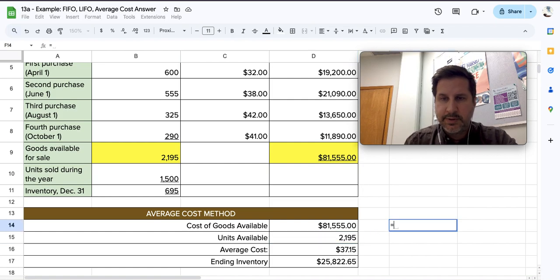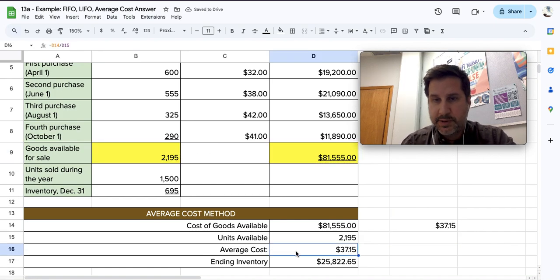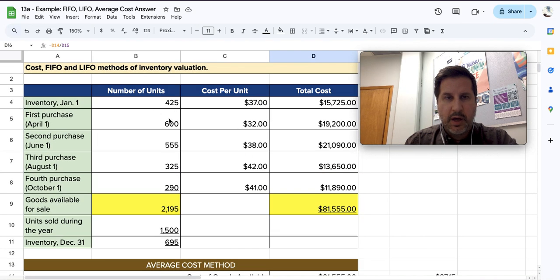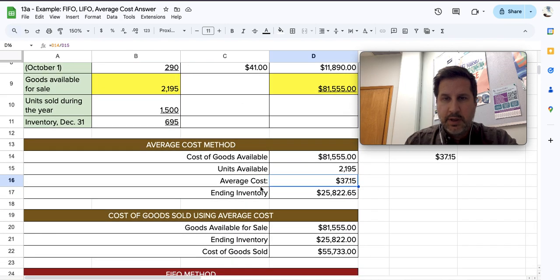I would go equals 81,555 divided by the 2,195. And you'll see that the average cost of my purchases was $37.15. So throughout the course of the year, if I were to look at all of these units and the average of all my costs, it would be $37.15.